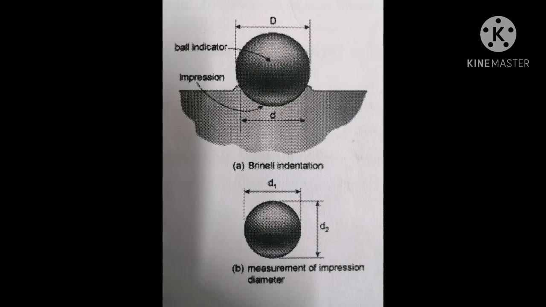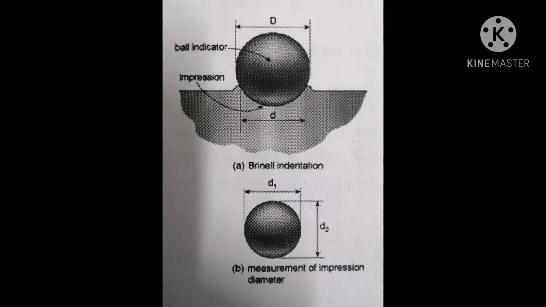any extensive indentation. In case we are using iron and steel, we have to apply the full load for 10 to 15 seconds, and if we are using other metals, we can apply the full load for about 30 seconds. And here the diameter of the indentation is measured with a low powered microscope.